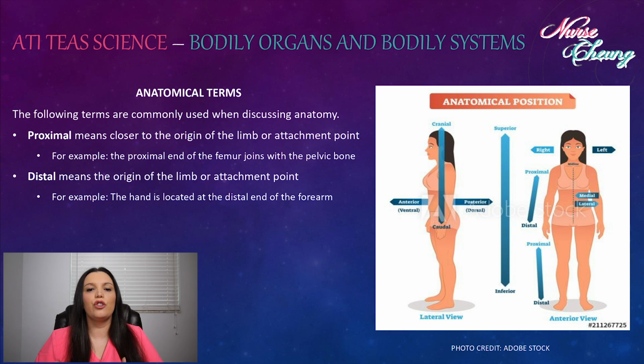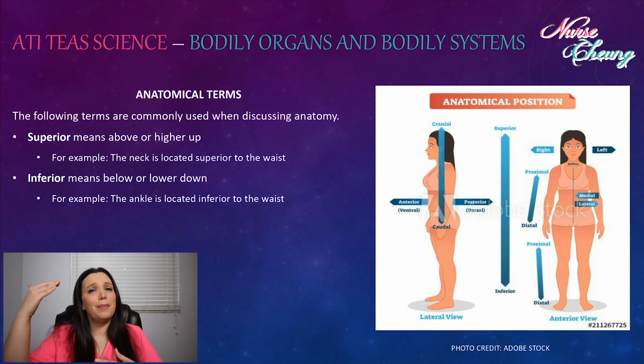Proximal means closer to the origin of a limb or attachment point. For example, the proximal end of the femur joins with the pelvic bone. Distal means the origin of the limb or attachment point. For example, the hand is located at the distal end of the forearm.